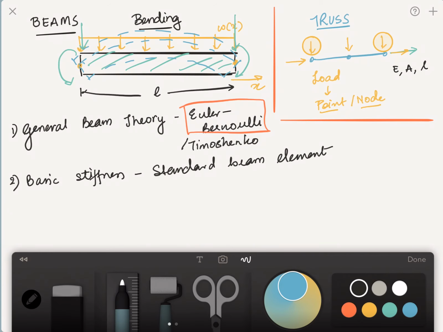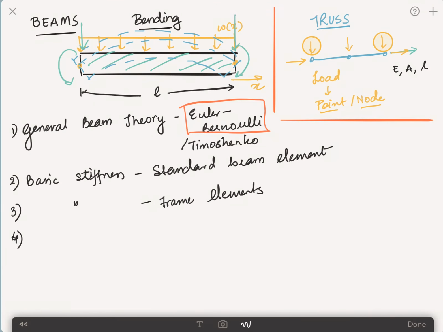And then after setting up basic stiffness matrix for a standard beam element, we will do basic stiffness matrix for a frame element, which is an advanced beam element, which will also be introduced to you in a few minutes. And finally, we will be able to set up a problem using these stiffness matrices and solve the Ku is equal to F problem to get a certain solution. So let's start first with the general beam theory.